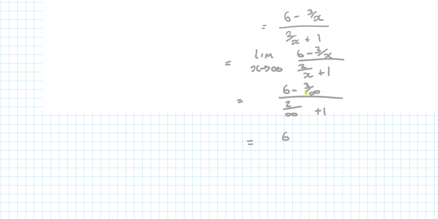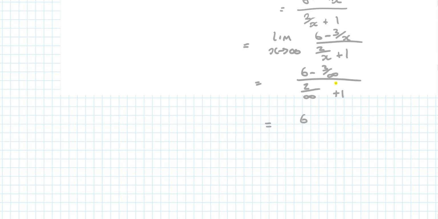3 divided by infinity. Well, 3 divided by 1 is 3. 3 divided by 2 is 1.5. 3 divided by 3 is 1. 3 divided by 4 is 3/4. 3 divided by 10 is 0.3. 3 divided by 100 is 0.03. 3 divided by 1,000 is 0.003. 3 divided by a million is 0.000003. 3 divided by a billion is 0.00000003. So the bigger the denominator gets, the smaller the number gets in general.